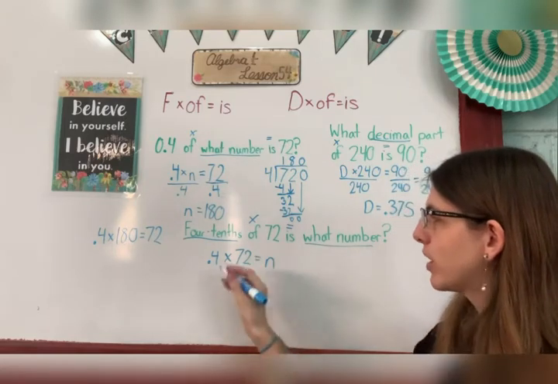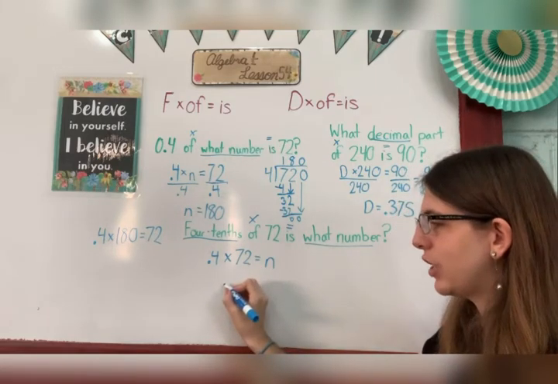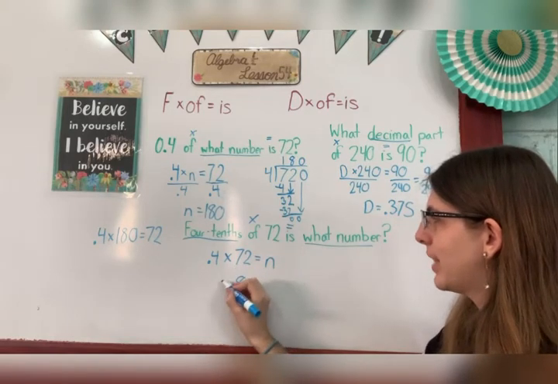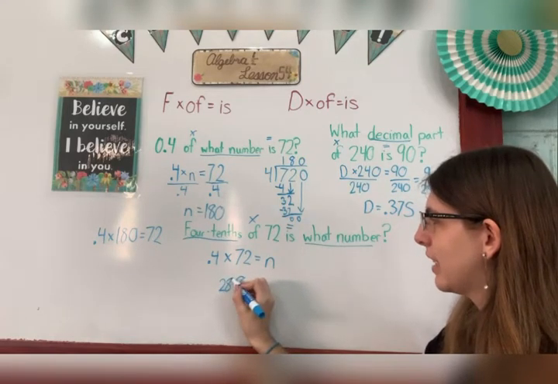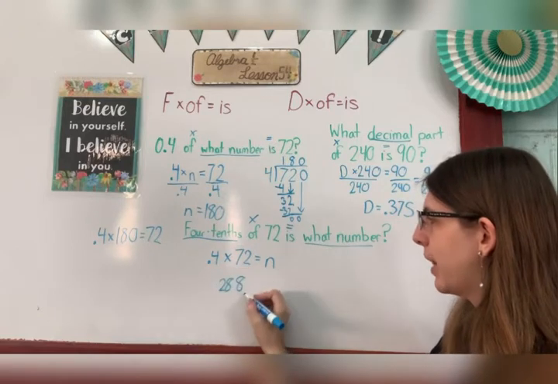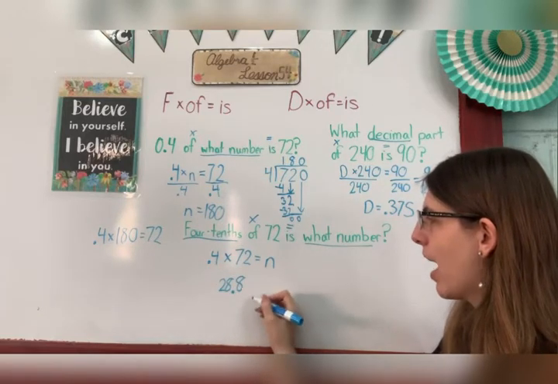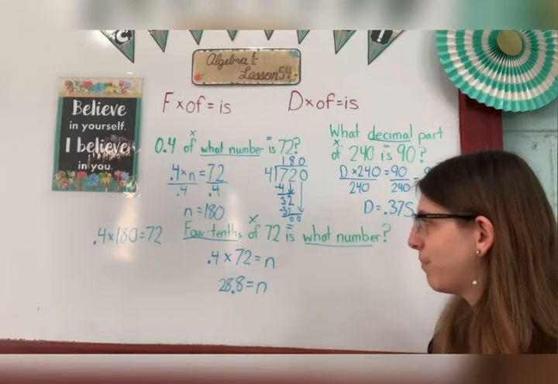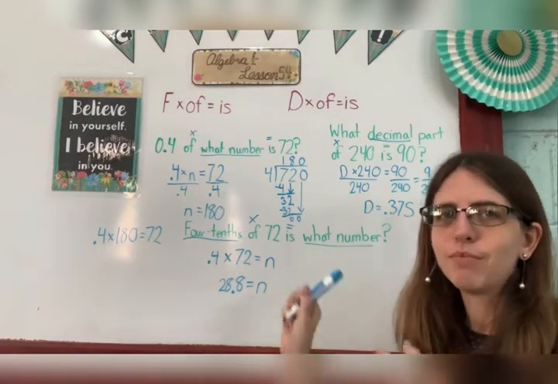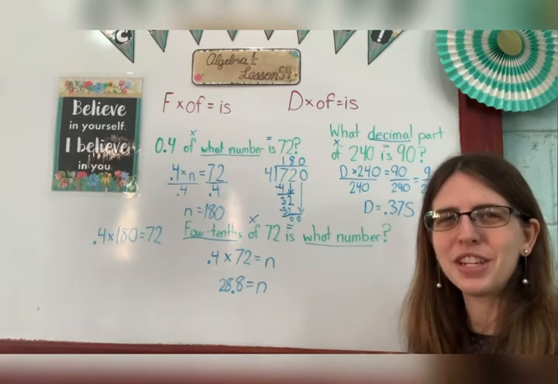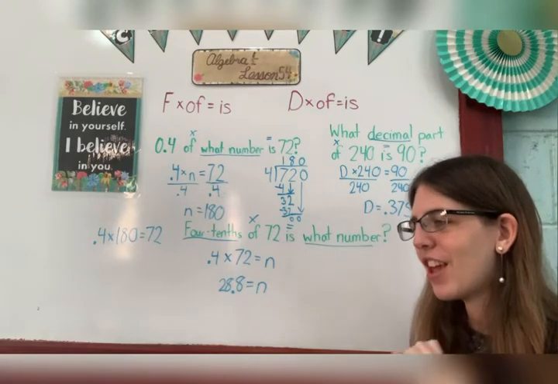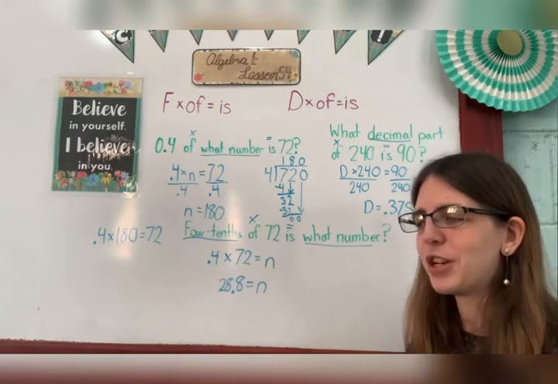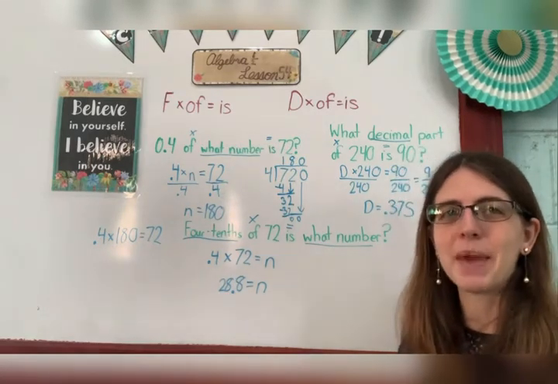Okay, so then we multiply 0.4 times 72. So let's see, 4 times 2 is 8, 4 times 7 is 28. I have one decimal place, so I move my decimal point over one spot. So I have 28.8 equals N. Okay, to check this, just do your multiplication again to make sure that you didn't do it incorrectly the first time. Okay. Let's go ahead and do your practice. Pause now. Your practice is on page 155.